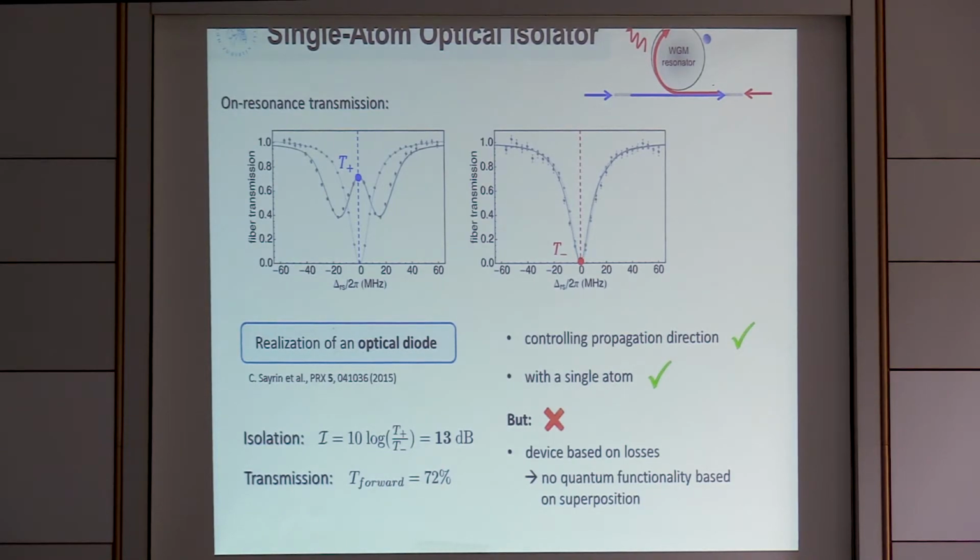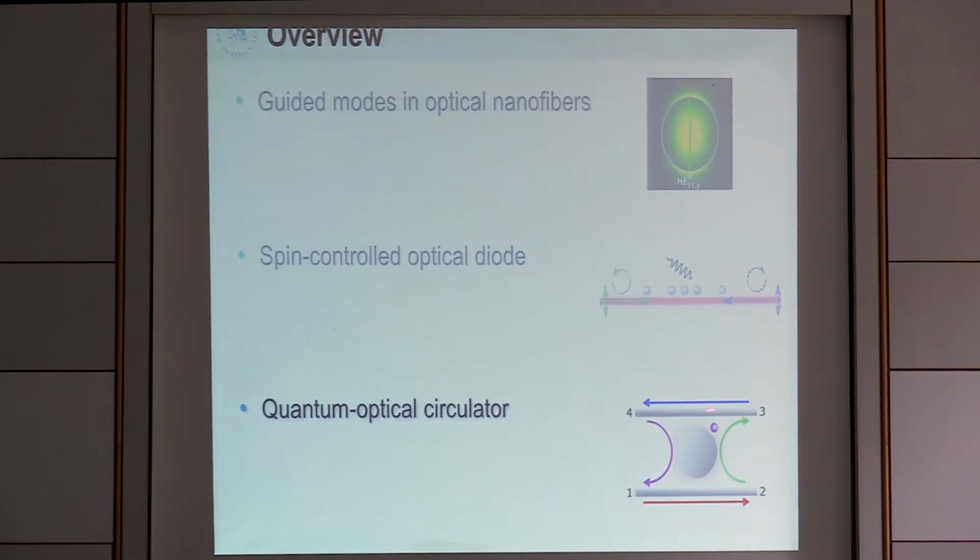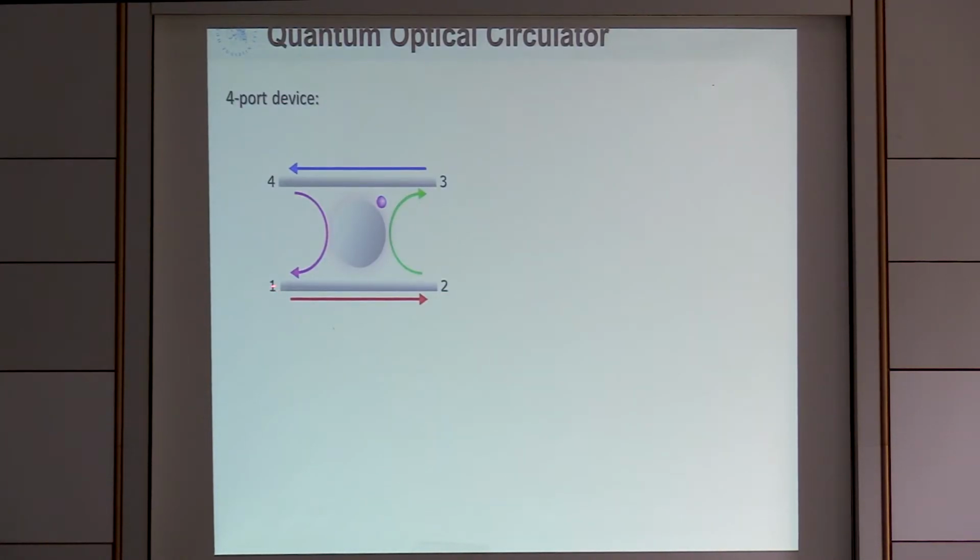So in order to transform this into a true quantum device, we would have to get rid of the losses, and this is actually possible by simply coupling a second fiber to the resonator, such that before being dissipated inside the resonator, the light is coupled out into this drop fiber. Okay, so now we approach a second fiber to this resonator.